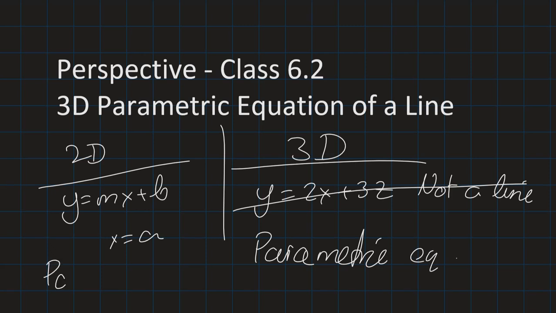I mean, you can do parametric in 2 as well, and we spoke about that last time. But in 2 dimensions, you sort of have a choice between parametric or this type, which you'd probably call Cartesian equations. But in 3 dimensions, no single Cartesian equation can describe a line. So instead, you have to use parametric equations.